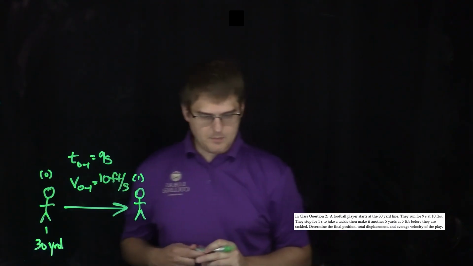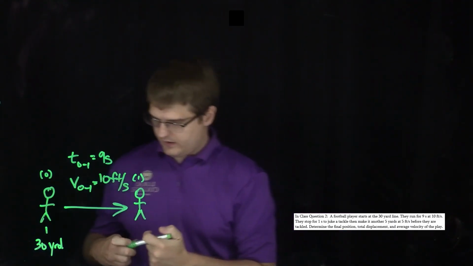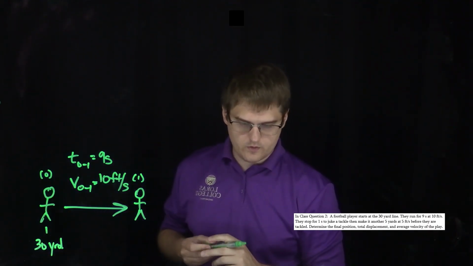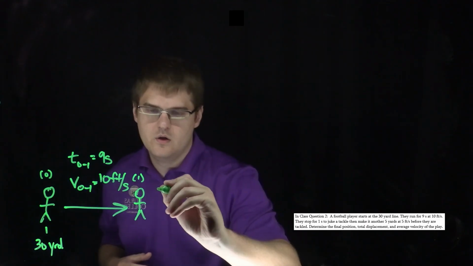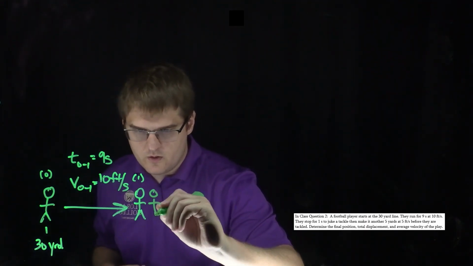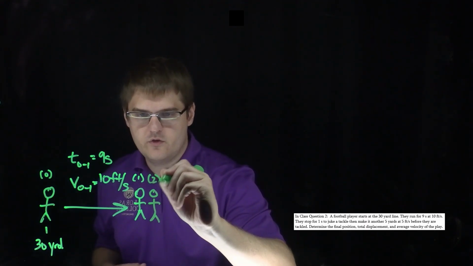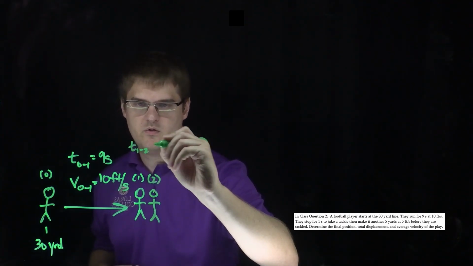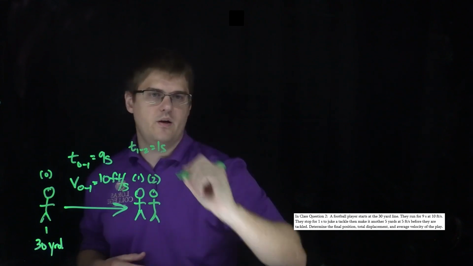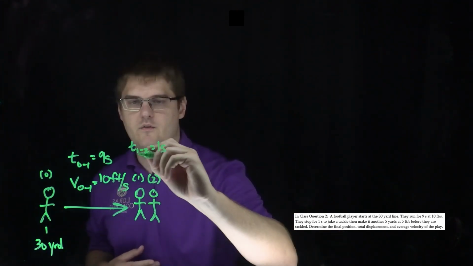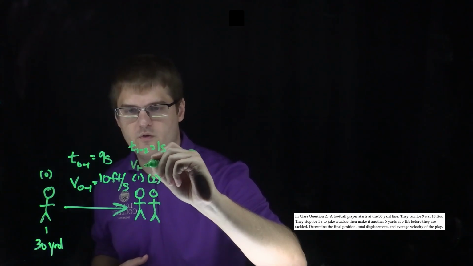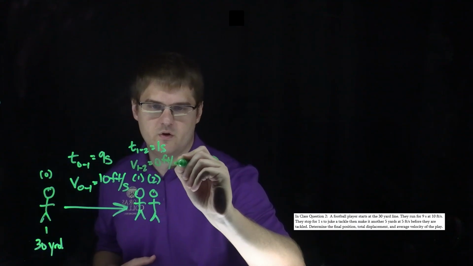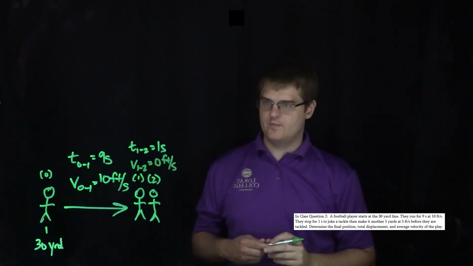Okay, next thing that happens, yeah, we'll keep it in the same color. He is going to stop for 1 second, so between 1 and 2, there is a 1 second pause. And if he's stopped, then velocity from 1 to 2 is going to be 0 feet per second because he's not moving.